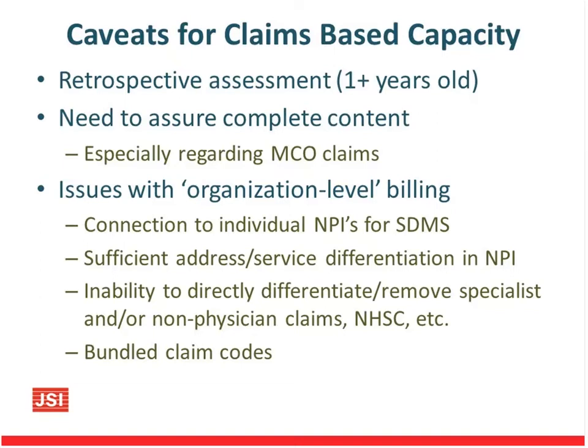Inability to directly differentiate and remove specialist, non-physician claims, National Health Service Corps. So if all you're getting is a big number for an organization, you basically at the first pass can only count it or not count it. Sometimes it requires additional digging to get down to this level, and particularly in the areas you're trying to designate. And bundled claim codes, just in general, that's always a thing. You're never quite sure what's in there when there's a bundled claim. So anyway, without talking down too much, those are some things that you have to wrestle with.